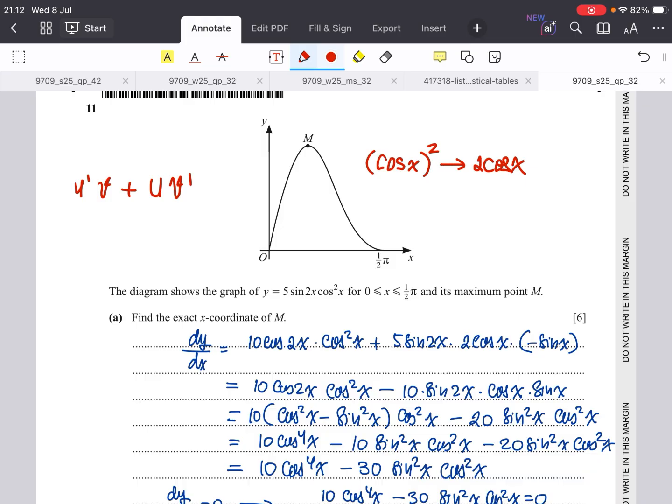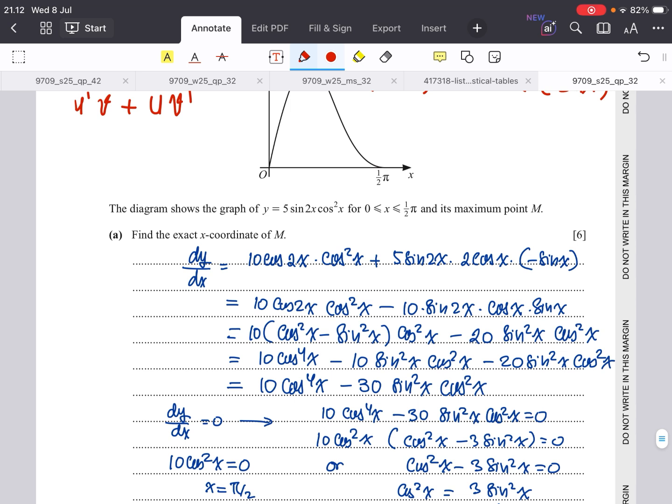This one is the outer differentiation, multiplied by the inner differentiation. The differentiation of cos x is negative sine x. So students, this is v prime here. So we combine the product rule and chain rule. And we can simplify this one into this, and then we use double angle formula.